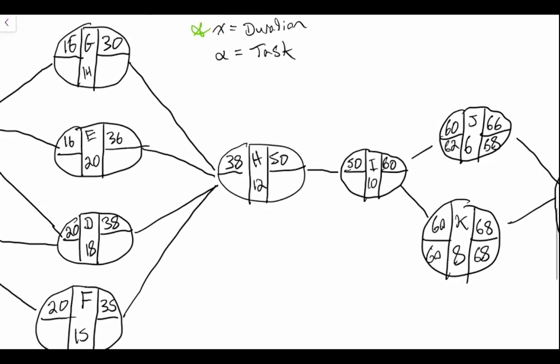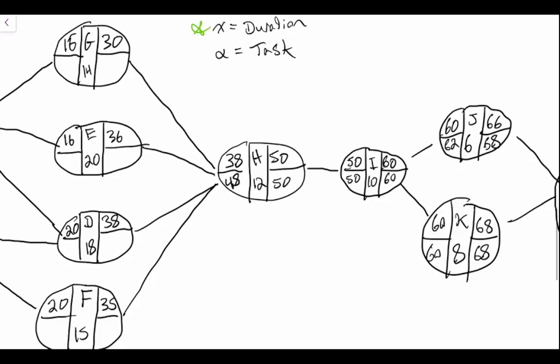Right? Our latest possible start here is going to be our minimum. So 60. So 60 minus 10 is 50. So 50. 50 minus 12 is, not 48, 50 minus 12 is 38.